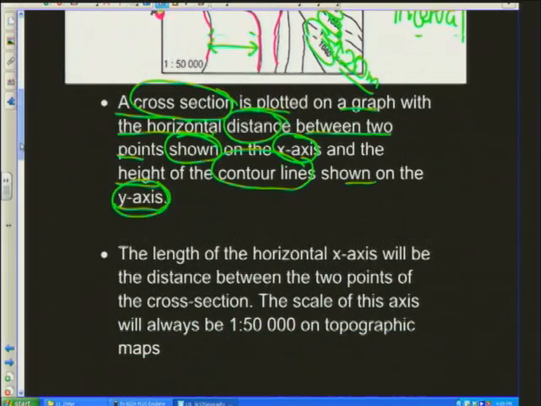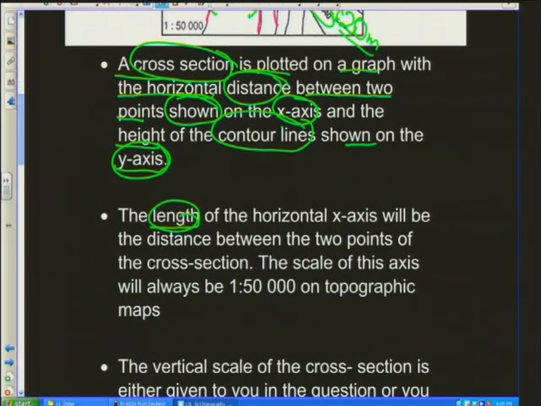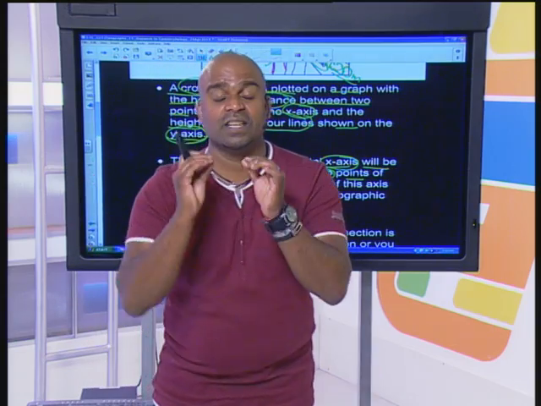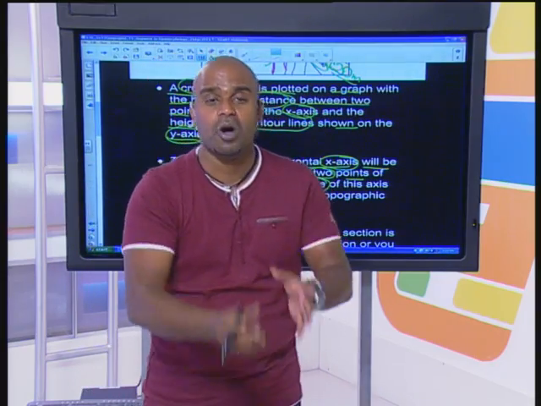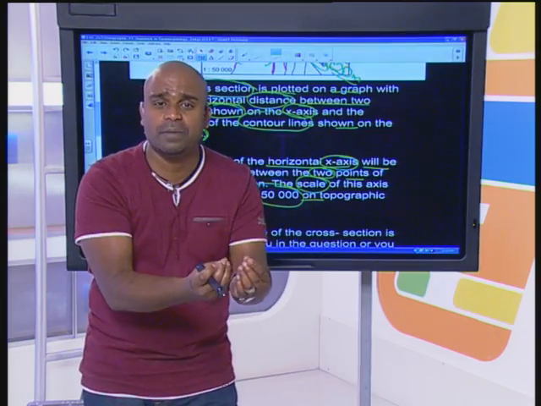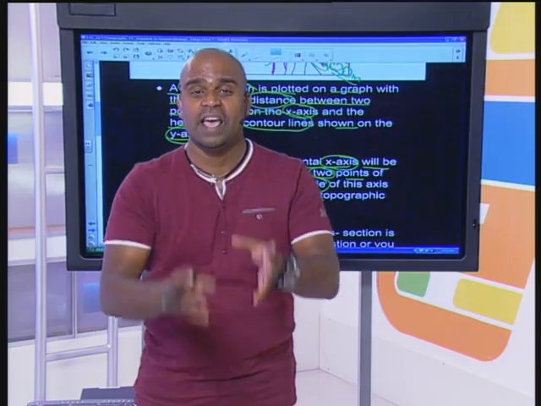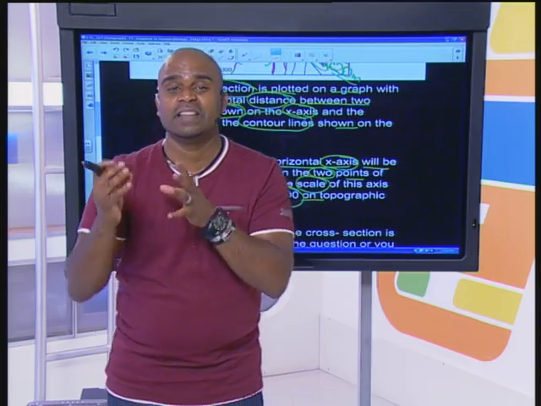Let's move further. The length of the horizontal axis will be the distance between the 2 points of the cross-section. The scale of this axis will always be 1:50,000 on the topographical maps. This is a standard procedure: on the x-axis, the scale ratio is always 1:50,000. Where do we get this from? On all South African topographical maps, your scale is 1:50,000. And from there, we are able to determine the x-axis.